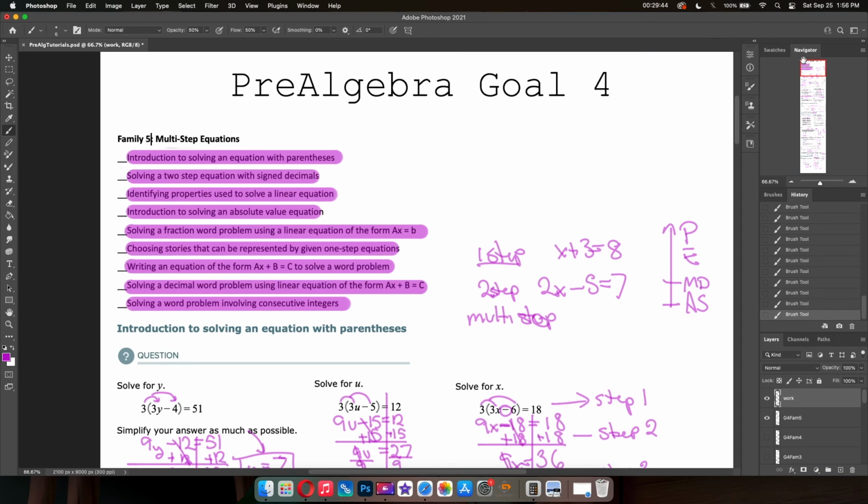And so that is the actual last family for Pre-Algebra Goal 4. You are now officially DSA ready. Happy to go through all of the objective knowledge checks, go through both DSAs, and then move on to the tiny little smidge of topics that is Goal 5. Wish me luck. I'm going to try to do that all in one video.